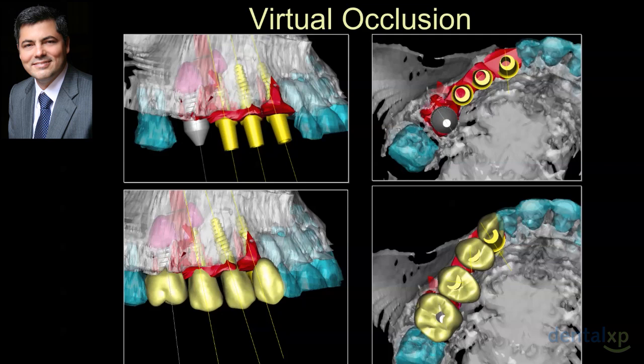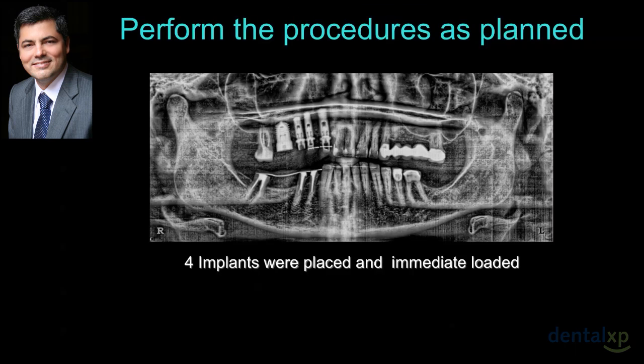Virtual occlusion today can be done with different softwares and with different types of strategies. We can actually virtually plan implants, we can virtually plan grafts, we can virtually plan abutments, and these abutments can be realistic abutments. We can plan the occlusal table of an implant, the anterior posterior size of a crown. We can plan the facial lingual dimensions, the superior inferior dimensions. So today we can virtually plan almost anything to be able to perform our procedures as planned.